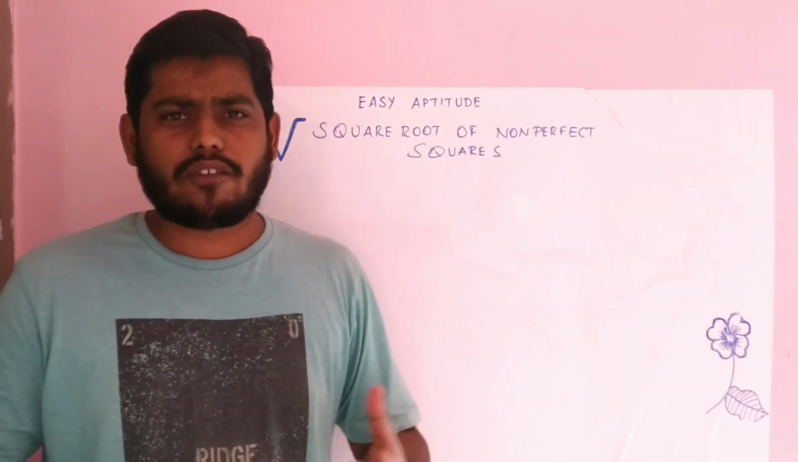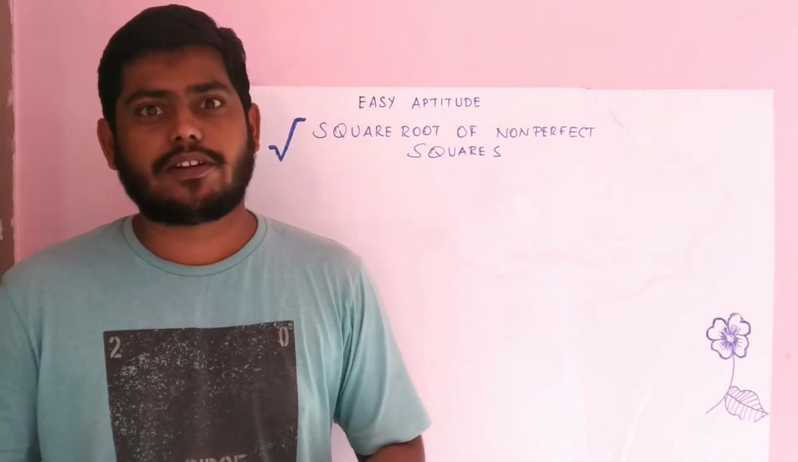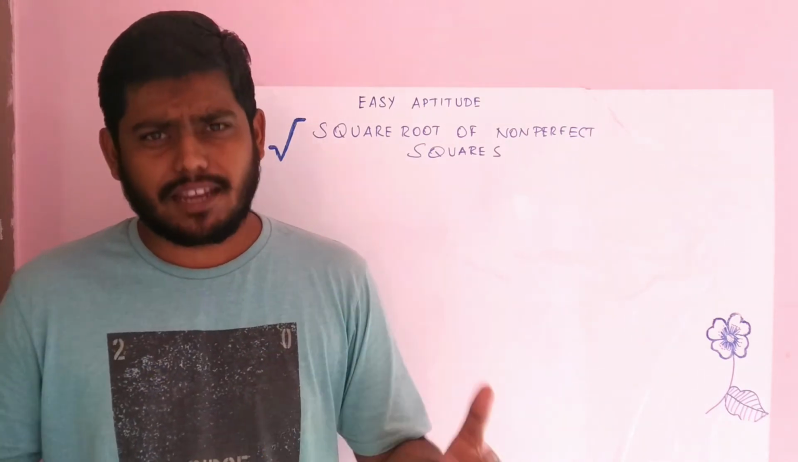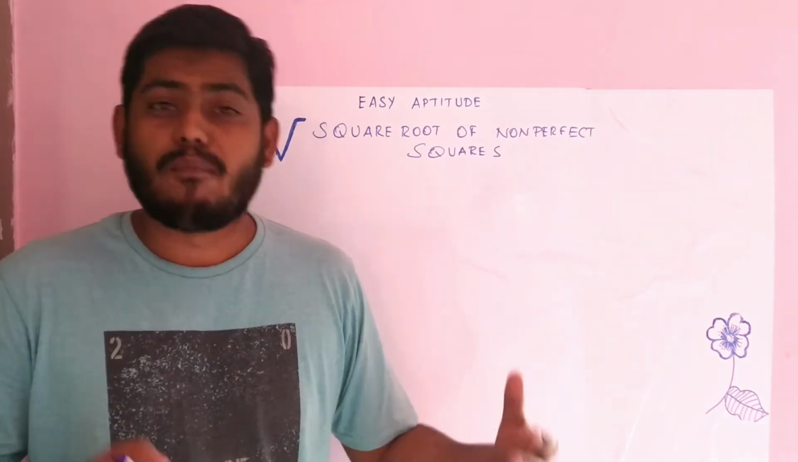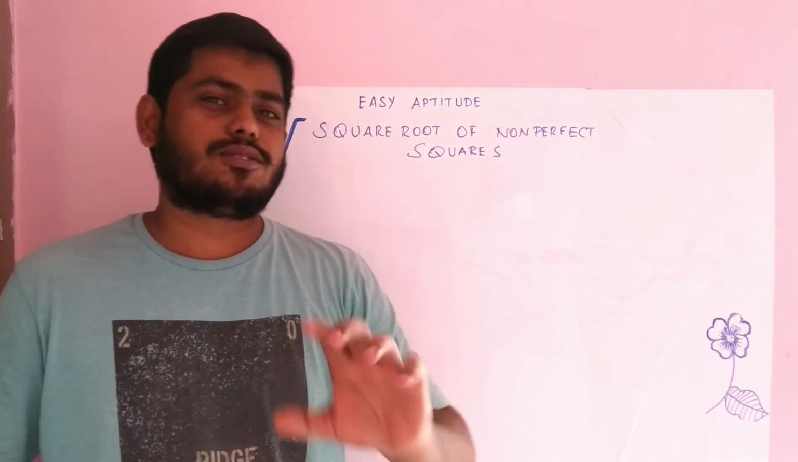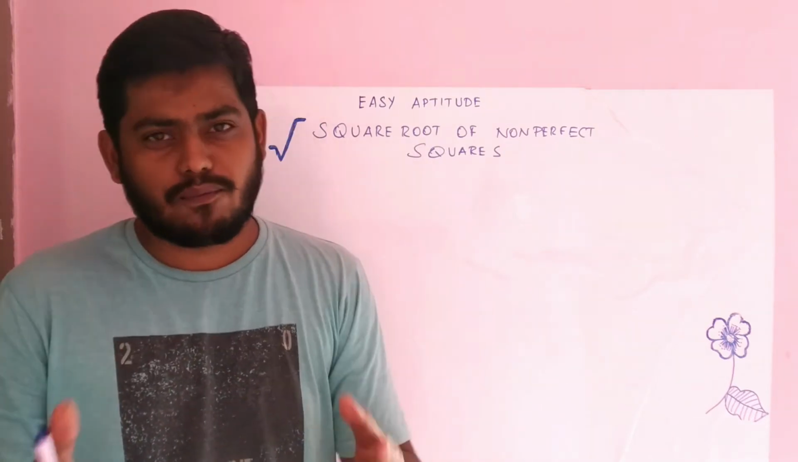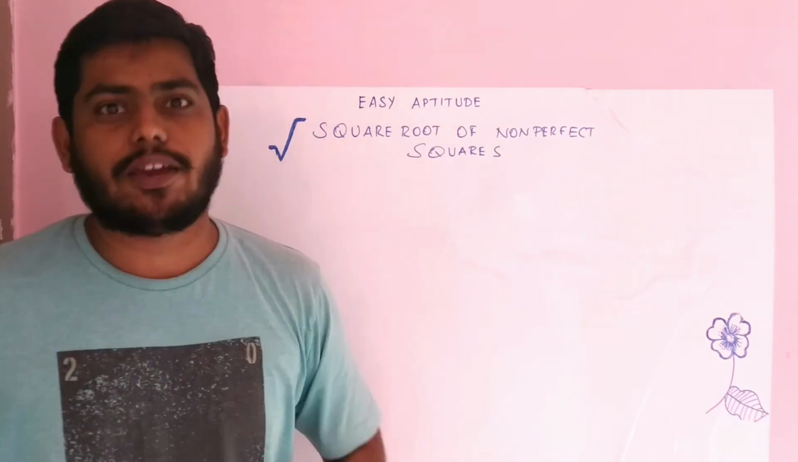Taking a square root of a perfect square is pretty much easy, right? But taking a square root of a non-perfect square is challenging for many people. In all the competitive exams, most of the time we take more time to do this. So today we are going to see one trick which is going to be helpful for us to get the square root of non-perfect squares within 5 seconds.